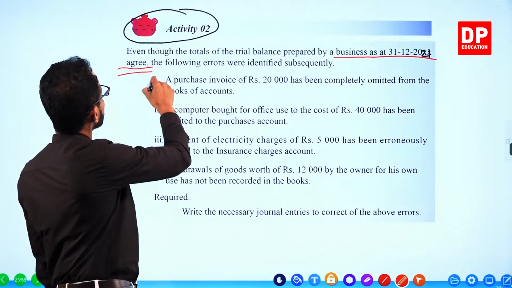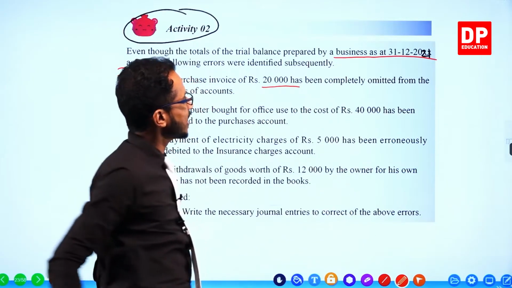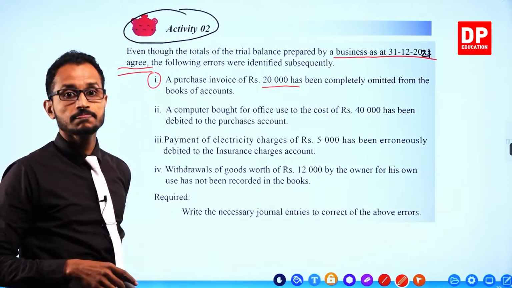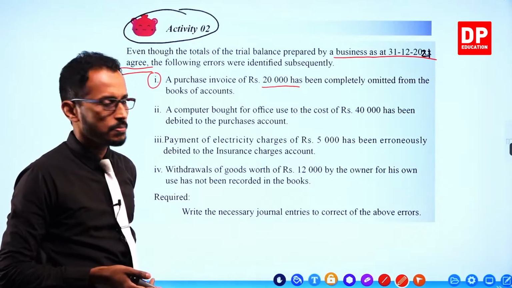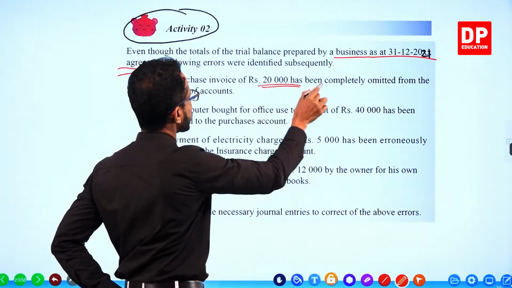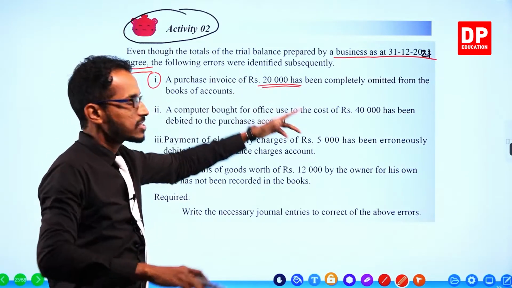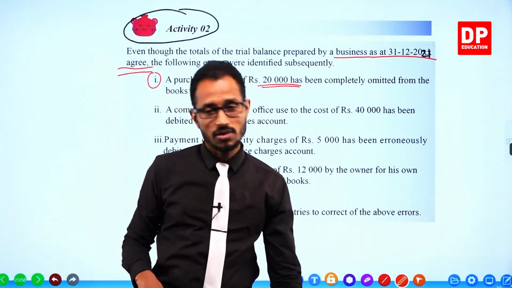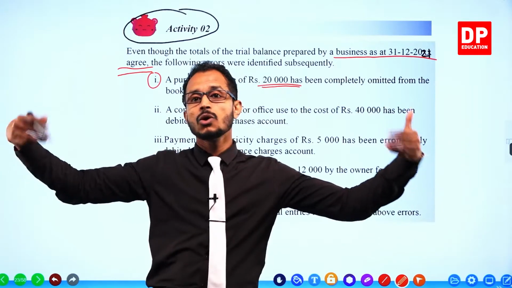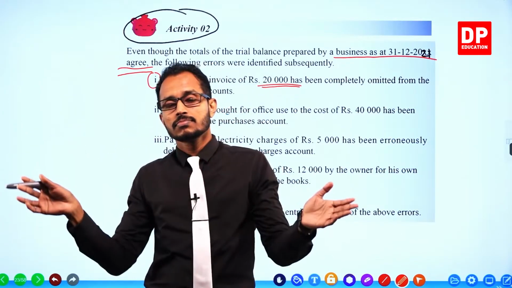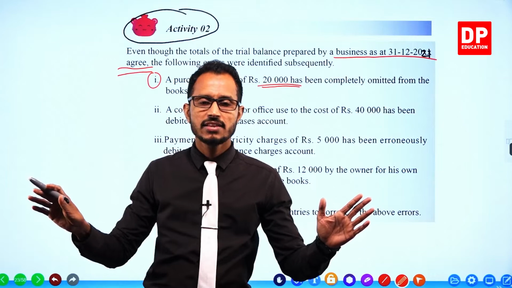First one. Purchase invoice of 20,000 has been completely omitted from the books of accounts. Omission. You know how to correct that. Easy. Complete omission, which means this credit purchase of 20,000 has not been recorded at all. The invoice, I don't know where it has gone. The transaction is completely neglected, not recorded anywhere.